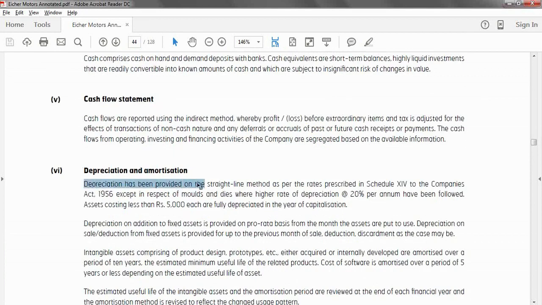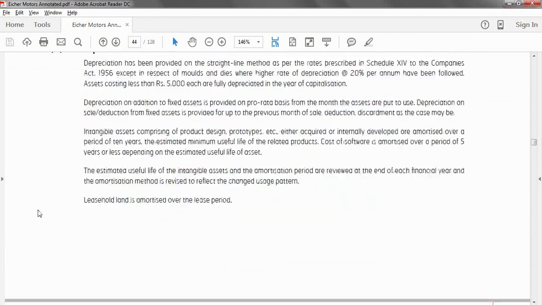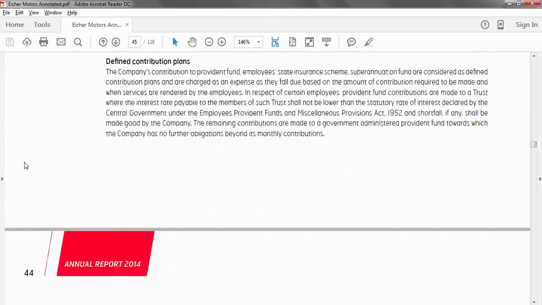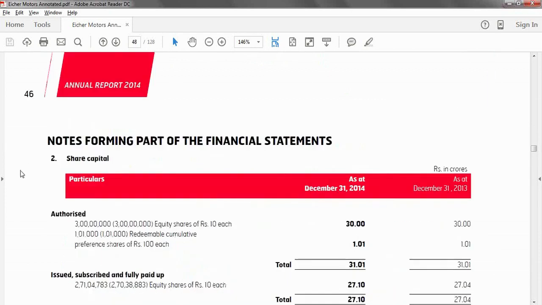How has the depreciation been accounted for? So straight line method, typically as prescribed by the accounting principles. Revenue recognition: sales are recognized net of returns and trade discounts on transfer of significant risks and rewards of ownership to the buyer, which is generally coinciding with the dispatch of goods to customers. So when a bike is sold, as soon as the bike is sold, that is where the revenue is recognized, right? And so on and so forth. You find some of these data points coming here, and then you have all the other details.